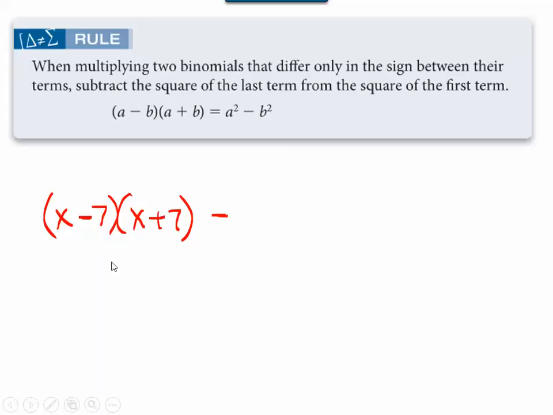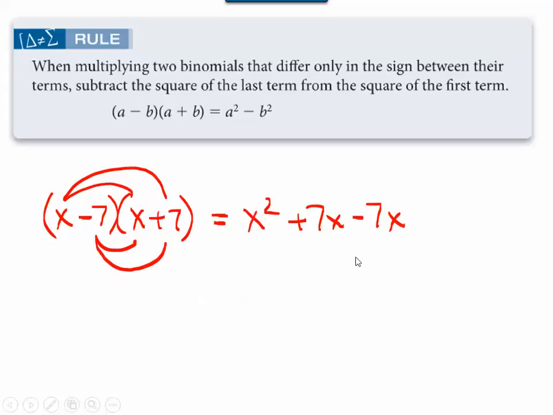So, FOIL method says x times x is x squared. X times 7, multiply these together gives you that 7x. Outside, inside is the negative 7 times x, gives you negative 7x. And then negative 7 times the positive 7, how about negative 49? Last time the middle terms doubled. This time, what do they do? Cancel each other out. They're gone. So really the answer is just x squared minus 49.